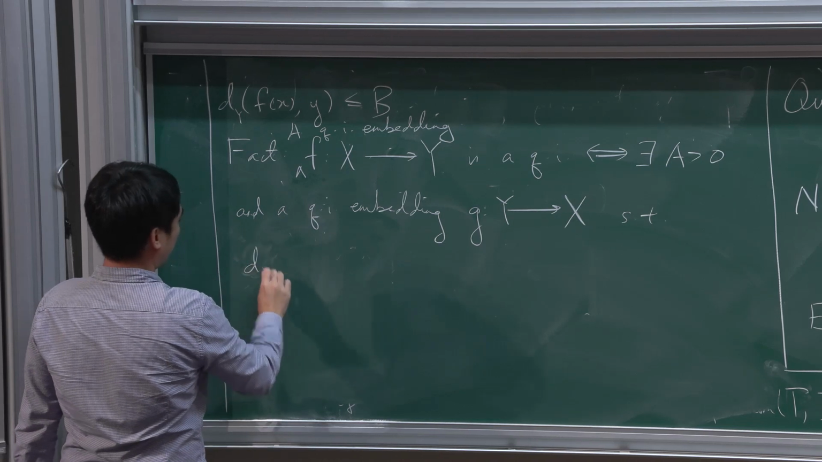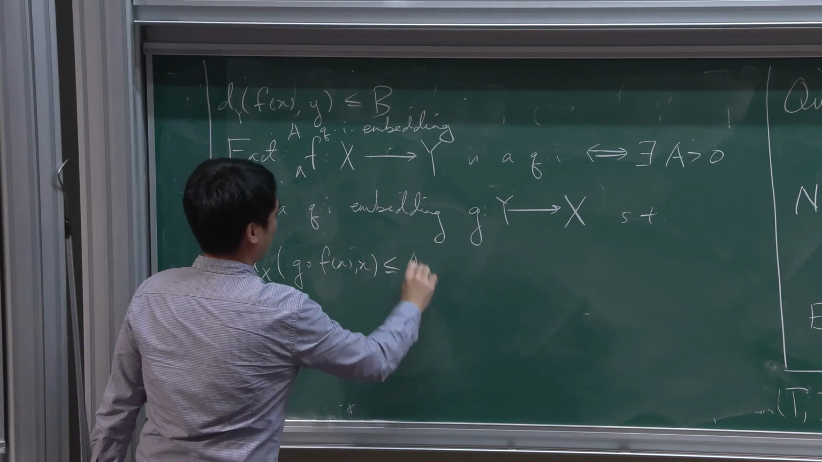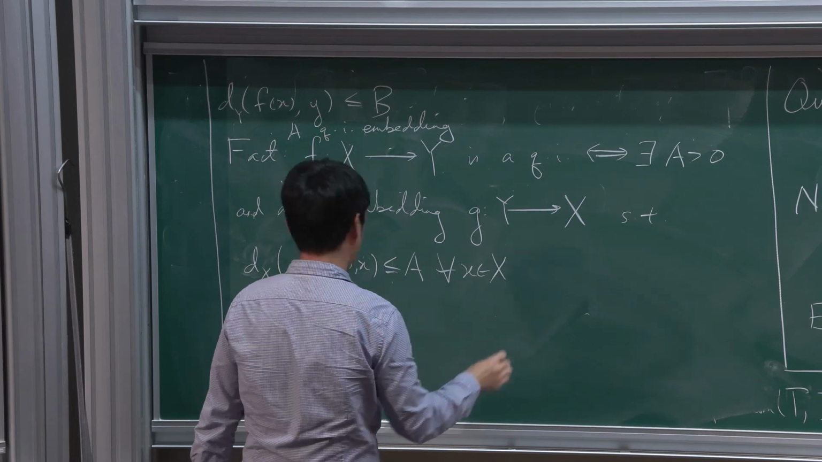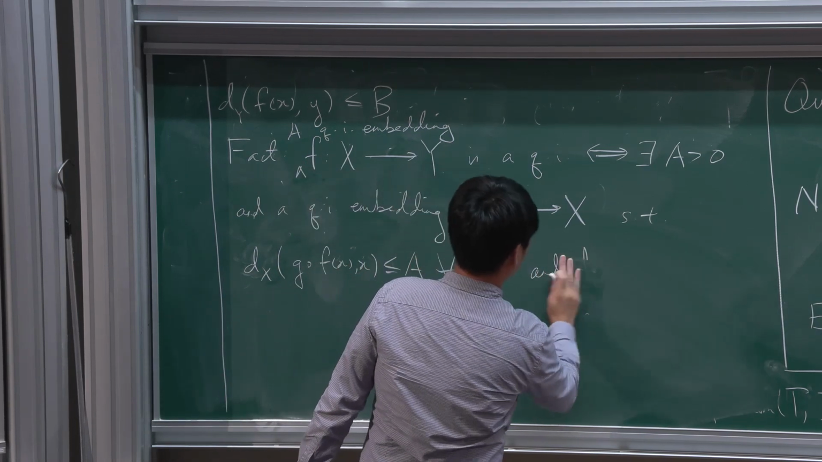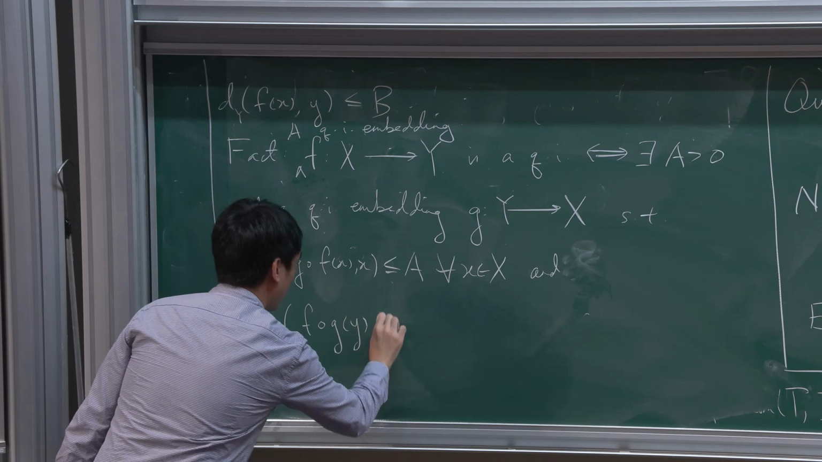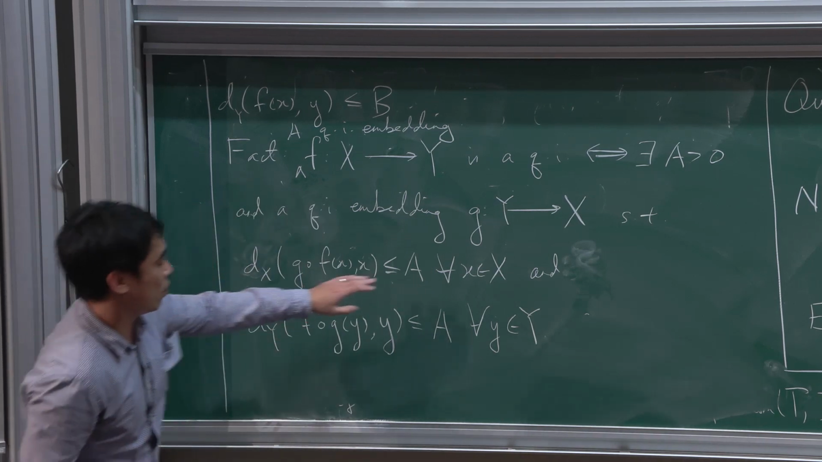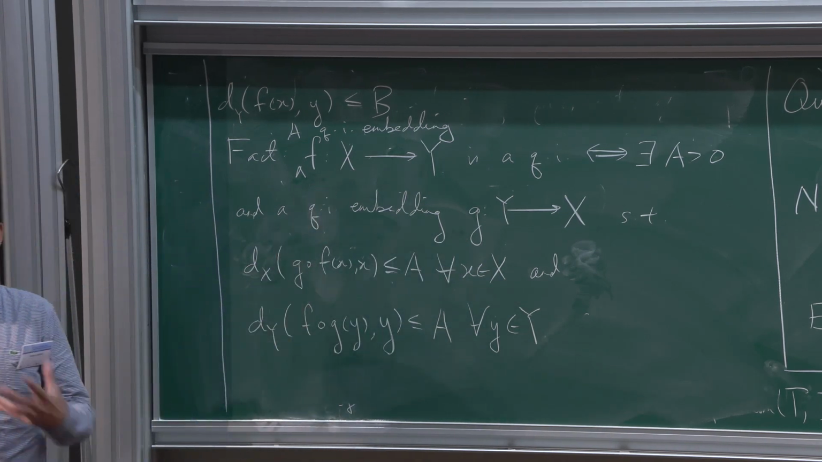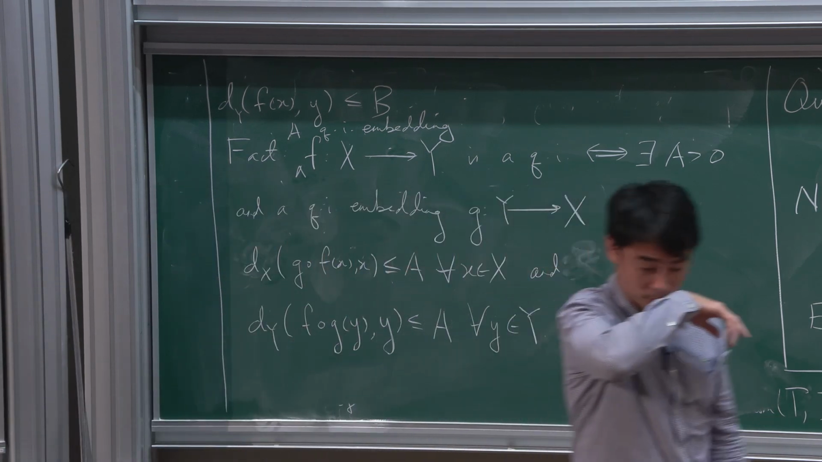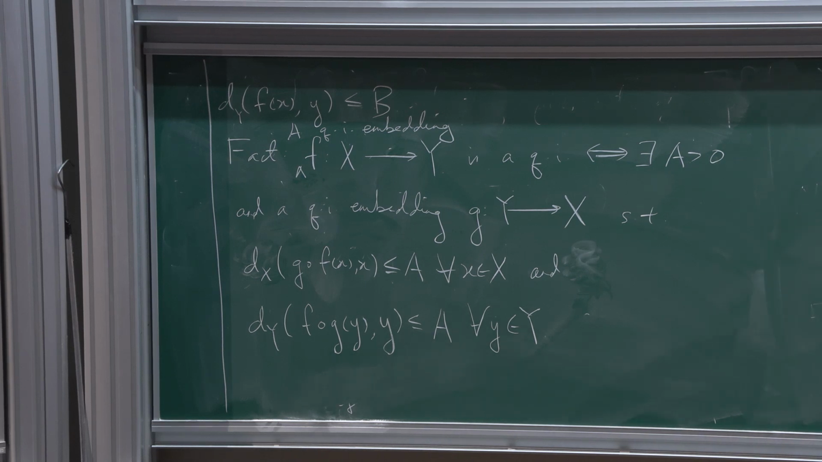the distance in x between g composed f of x and x is less than or equal to a for any x in X, and the distance in y between f composed g of y and y is less than or equal to a for any y in Y. Okay, so this is usually what we call a quasi-inverse. The existence of this quasi-inverse tells you that it's equivalent to being a quasi-isometry. So these are your analogs of isometric embedding and isometry in the world of coarse geometry.